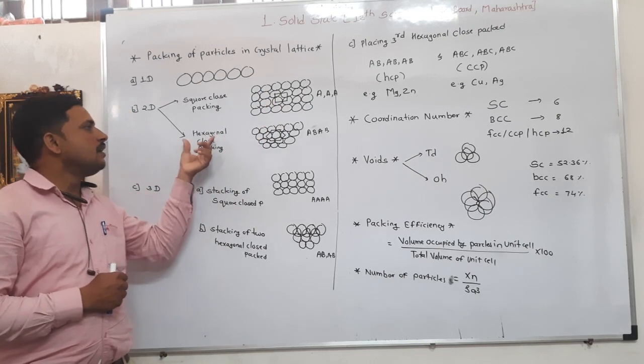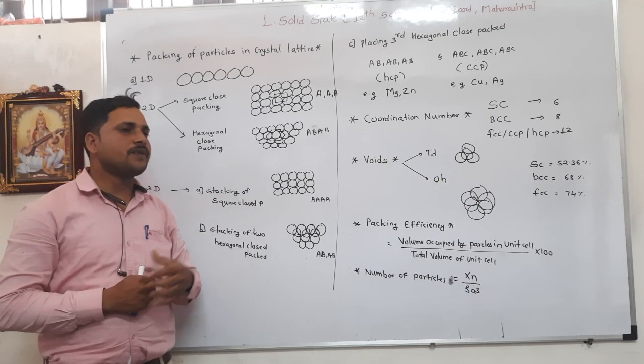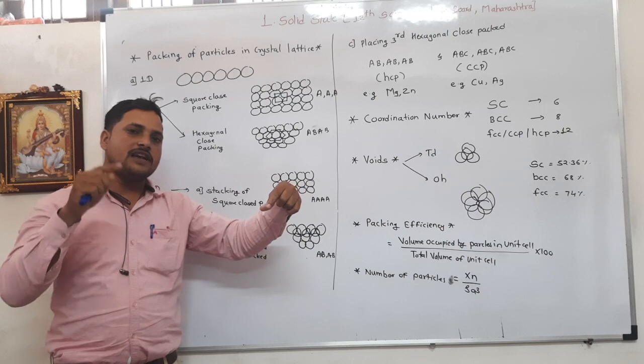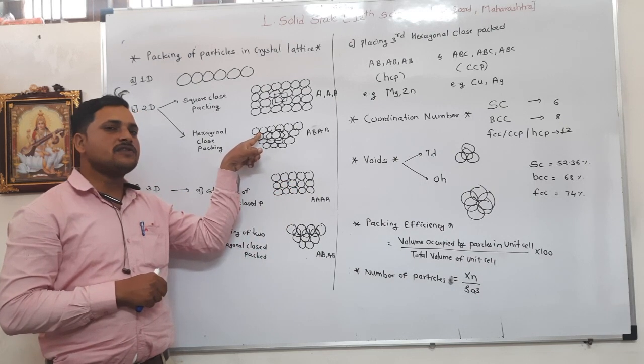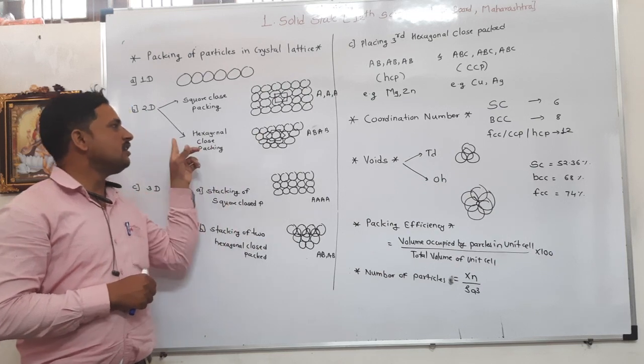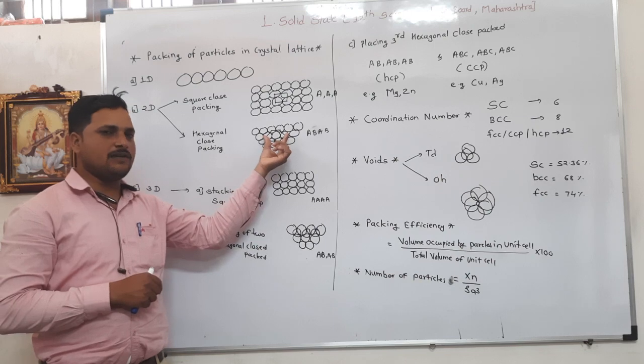Next one, hexagonal close packing. Hexagonal close packing is formed by arranging the second row in the depressions of the first row. It is a hexagonal close packing because it forms a hexagonal ring.